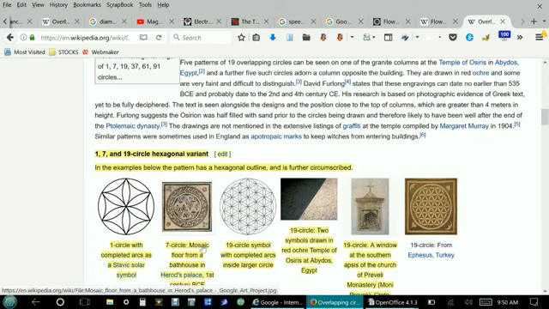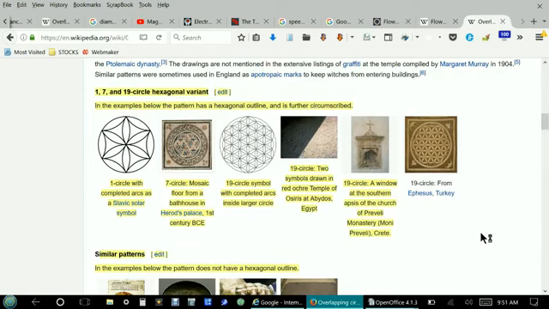This is a mosaic from Herod's temple, right there in the center. Let's take a look. The 19th circle is found in Abydos, Egypt. That's quite a long time ago. And the 19th circle grid is found in Ephesus, Turkey, which I visited. It's just a lovely ancient place.